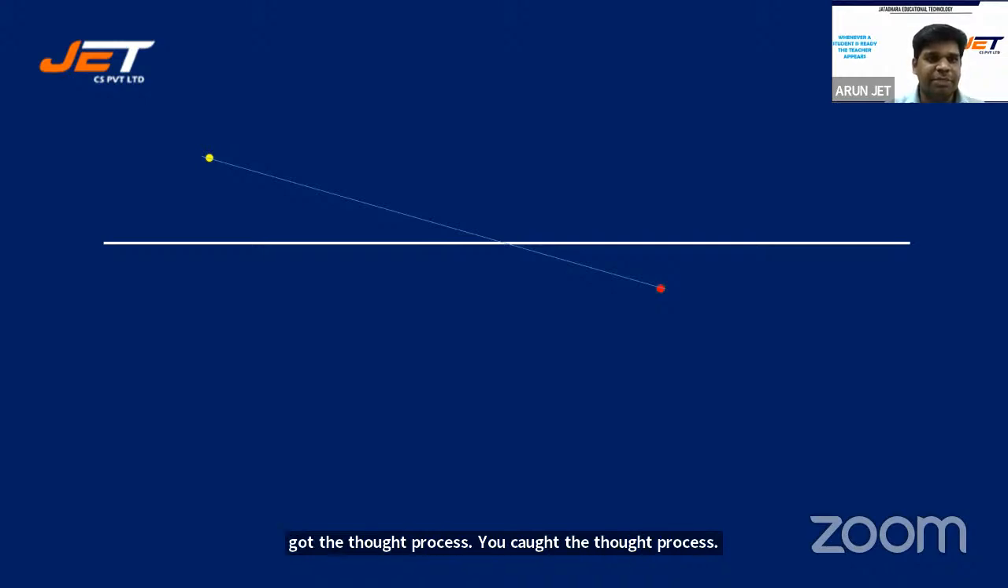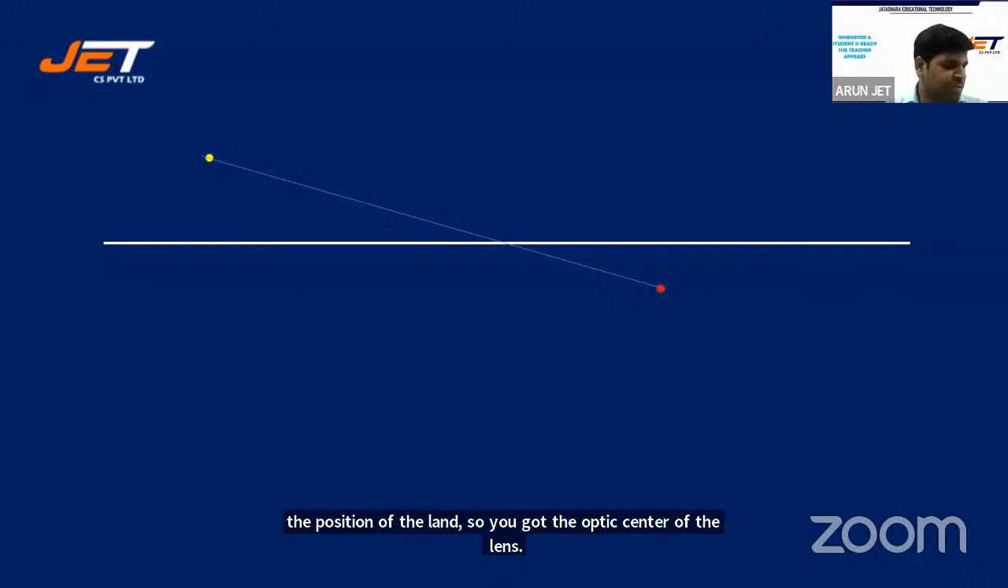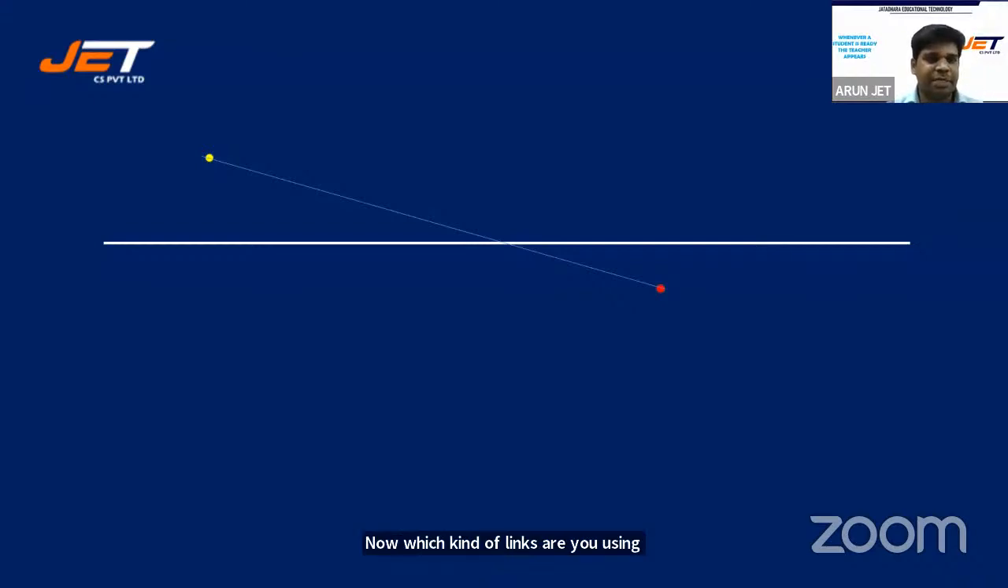All right. Now, which kind of lens am I using now? I got the position of the lens. I got the optic center of the lens. Now, which kind of lens am I using? Quick, I'll just do it in a minute because I've got something else to do.